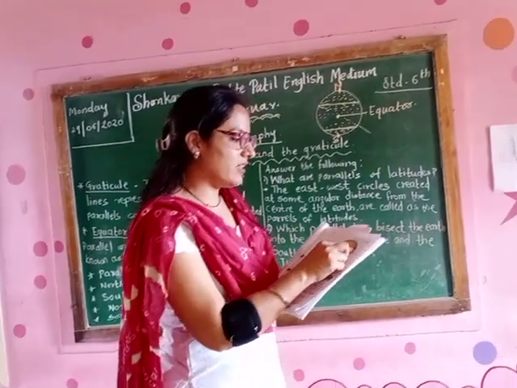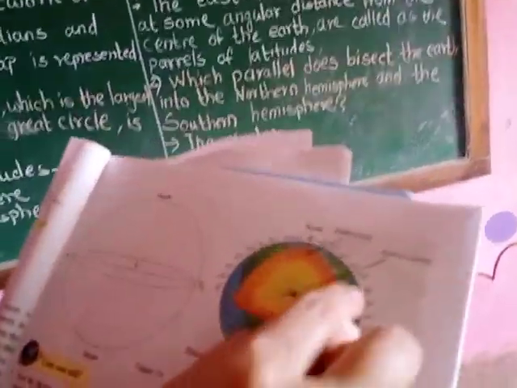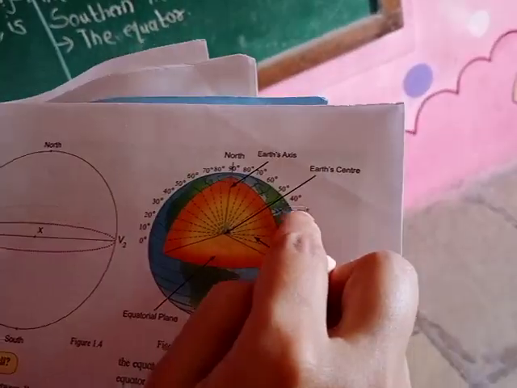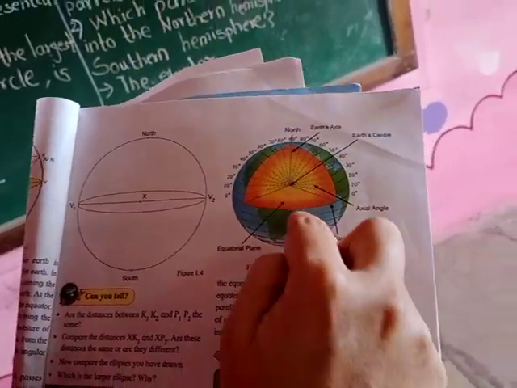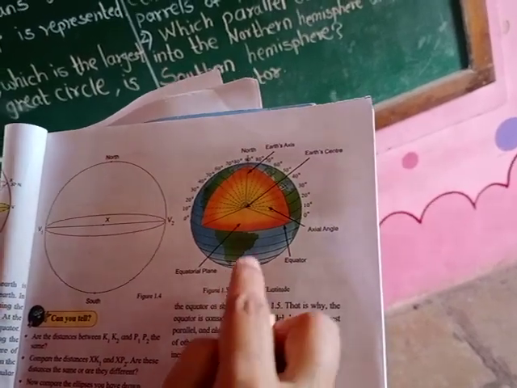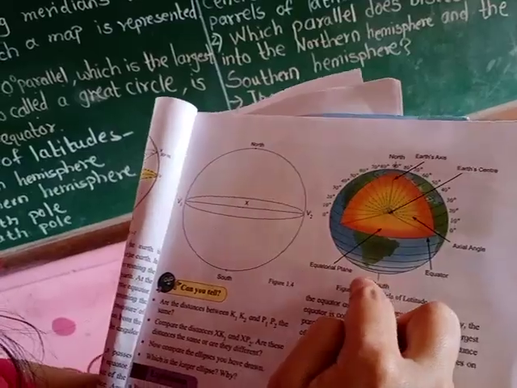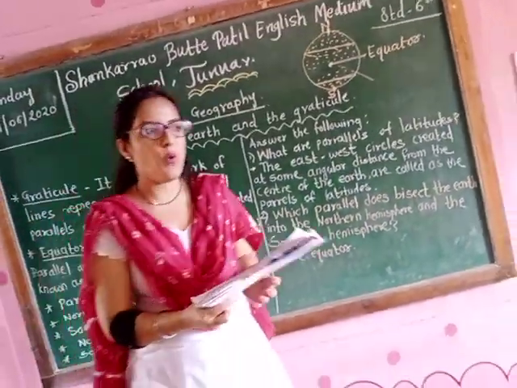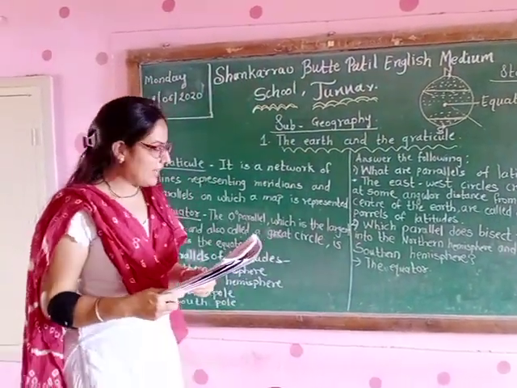That means here they have shown some degrees. If the degrees are from the northern side, you will say 10 degree, 20, 30, 40, whatever it is, but it is from the northern side. And if you mention the same degrees here, you will say 5 degree south, 10 degree south, 20 degree south, 40 degree south, 50 degree south. In this way, I hope you have understood the concept of parallels of latitudes.